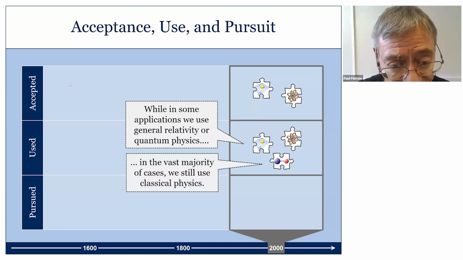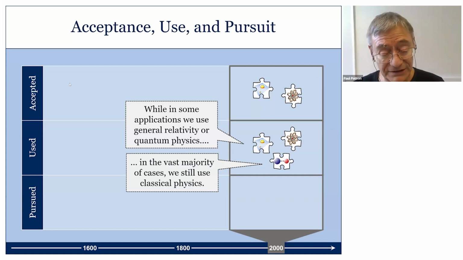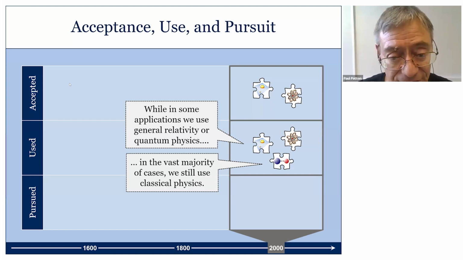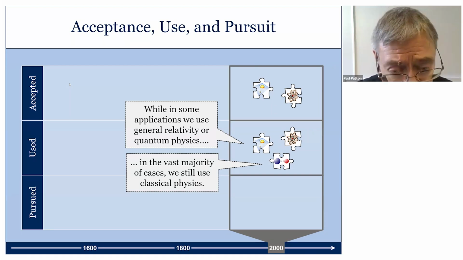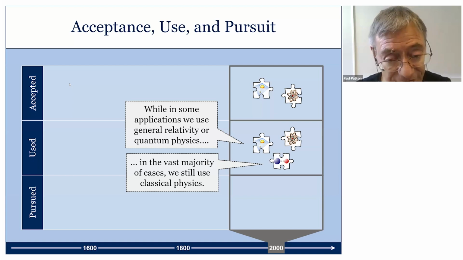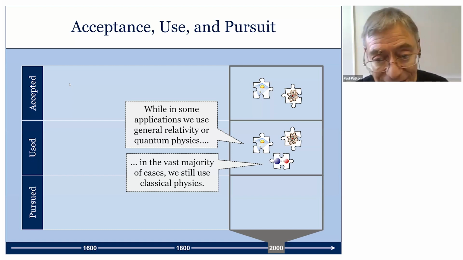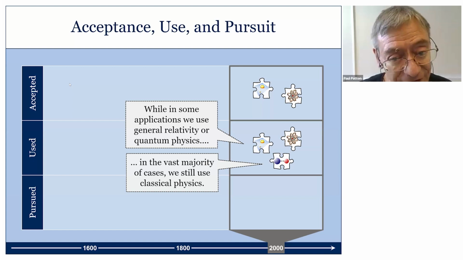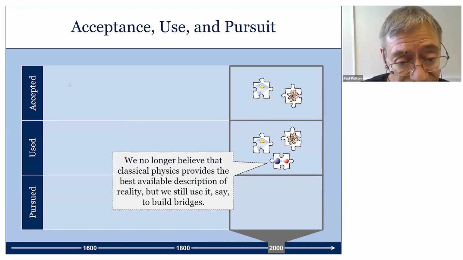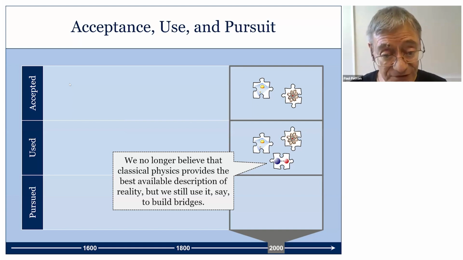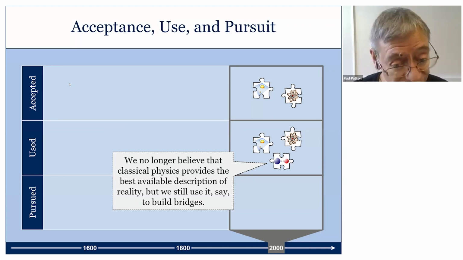In the vast majority of cases, though, we still use classical physics. Classical physics is used to build satellites, or to launch satellites, to build bridges. And it's used also in certain scientific disciplines like the earth sciences and planetary sciences and meteorology as the best available description of those phenomena which don't involve the extreme conditions where we need to use general relativity. We no longer believe that classical physics provides the best description of reality, but it's still considered a very useful theory.